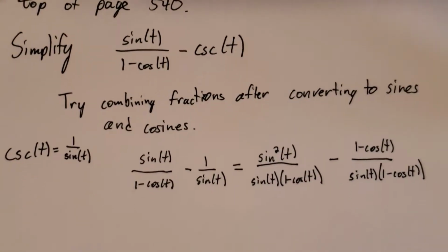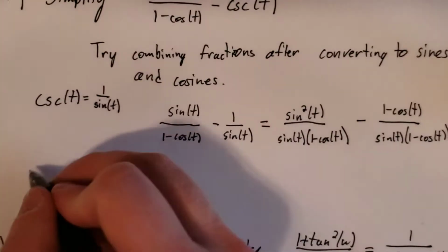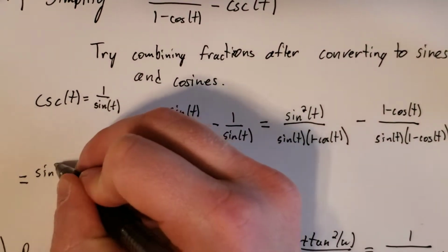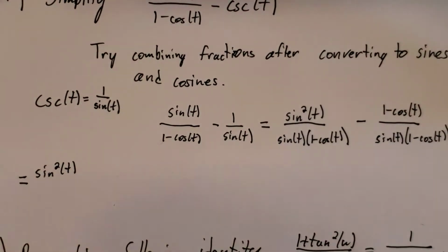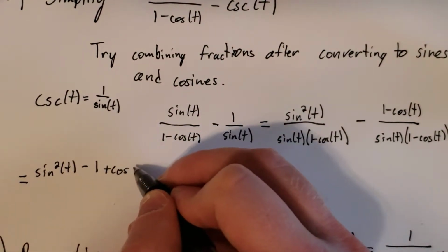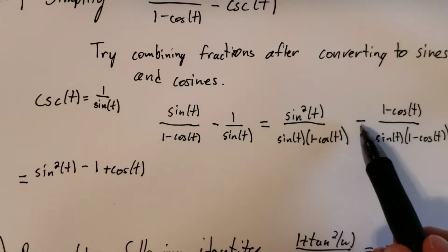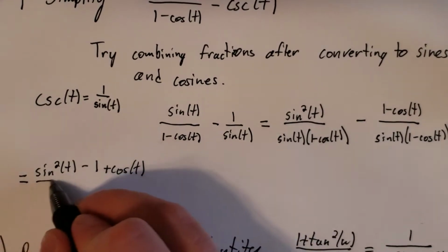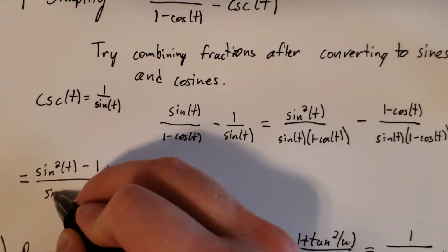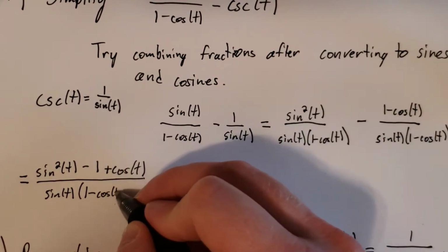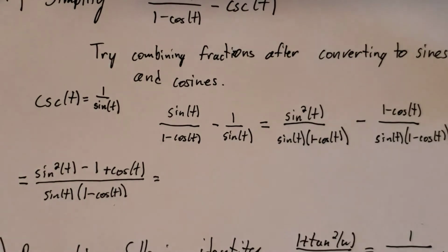All right, and from there, we will go ahead and combine the fractions. So we get sine squared of t minus 1 plus cosine of t. Right? We distributed the negative across, so this is a negative 1. That would be a positive cosine of t. And this is, of course, all over sine of t times 1 minus cosine of t.